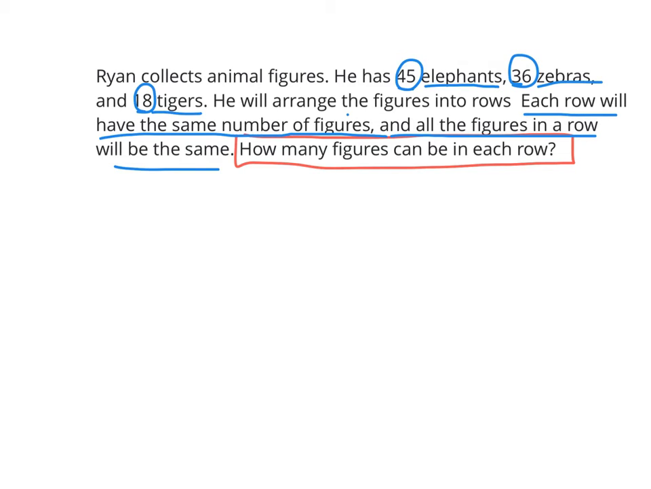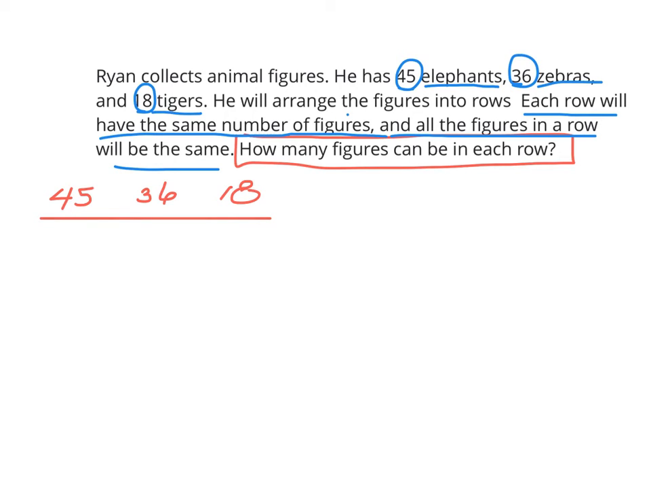Well, we can actually make a list to find all the factors of 45, 36, and 18. Then we can use a list to find the common factors. So go ahead and do this in your book on page 292. You can work with your partner. Pause this video until you're ready. Okay, so let's start making our lists.